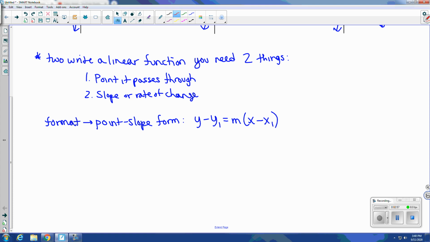Where y1 and x1, that's talking about the point it passes through. And as you're aware, m represents the slope or the rate of change.